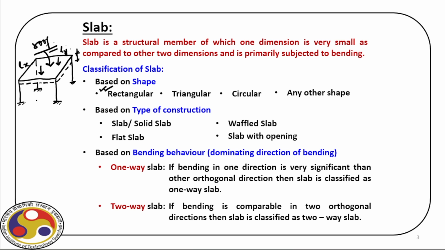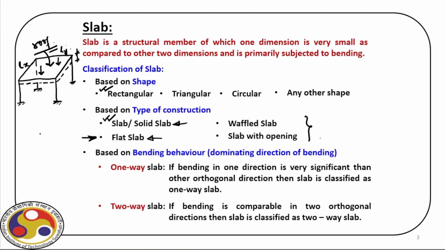Now based on the type of construction, we can again further classify slabs into different categories. As you can see, we can have solid slab, we can have flat slab. Then there are other types of slabs, they are also available. But in this course again, we will fully focus on these two types. This week we will talk about the design of solid slabs. We will have another week dedicated to the design of flat slab.